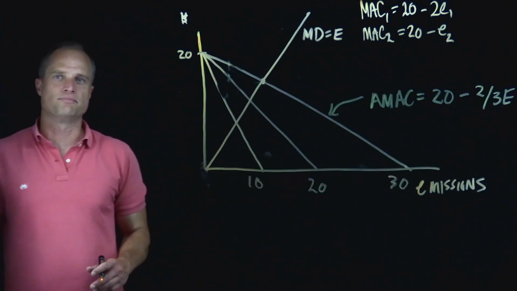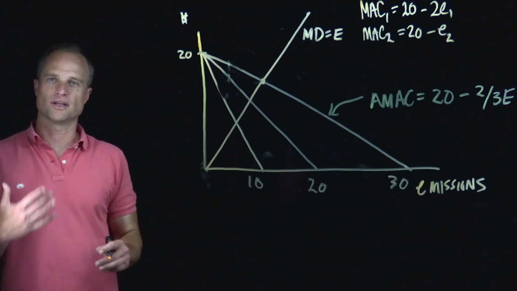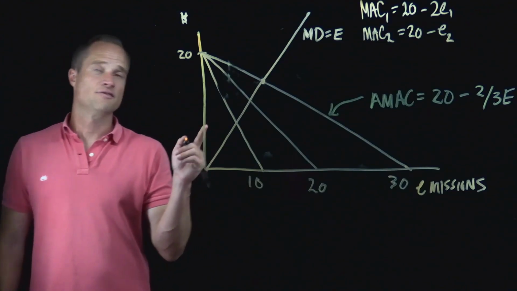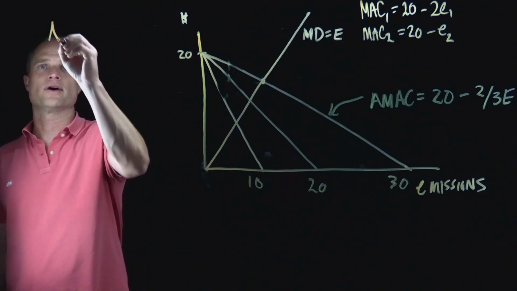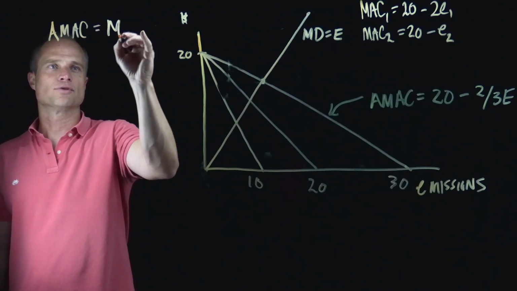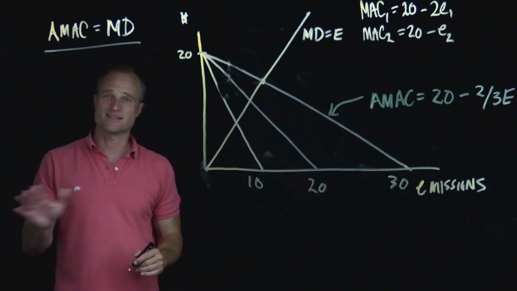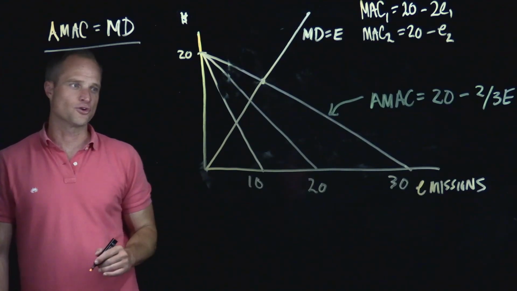I've introduced a simple marginal damage function, which is just A, the total level of emissions. And we know that efficiency is going to require that aggregate marginal abatement cost equals marginal damage. That's the efficient solution, right? That balances the costs and benefits of emissions control.